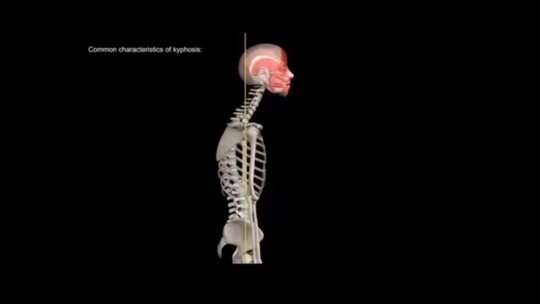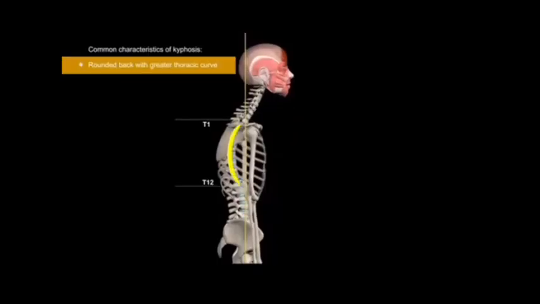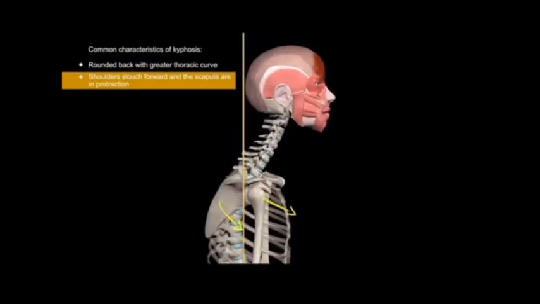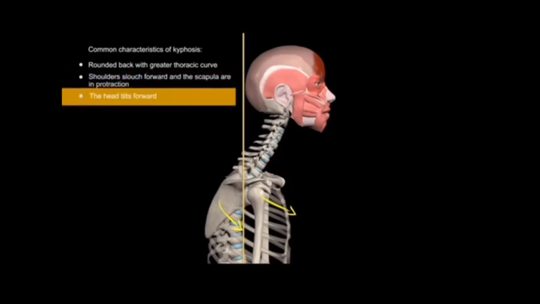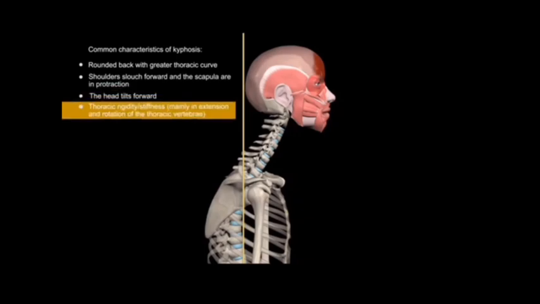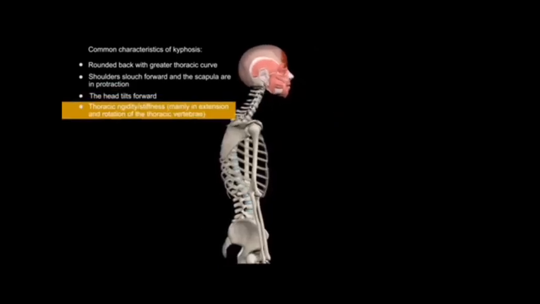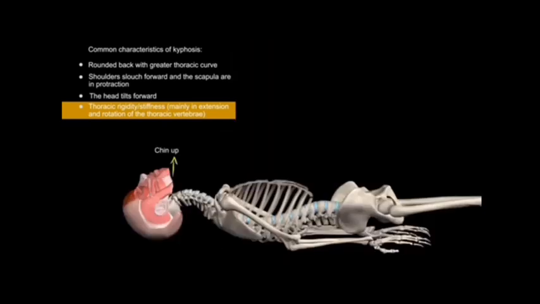Common characteristics of kyphosis: rounded back with greater thoracic curve. Shoulders slouch forward and the scapula are in protraction. The head tilts forward. Thoracic rigidity or stiffness, mainly in extension and rotation of the thoracic vertebrae. Chin up. Scapular protraction because of the shortening of the pectoralis minor.